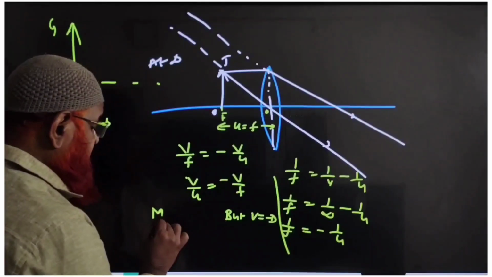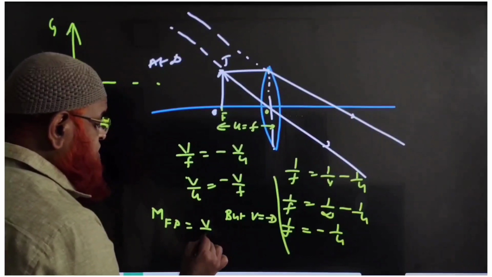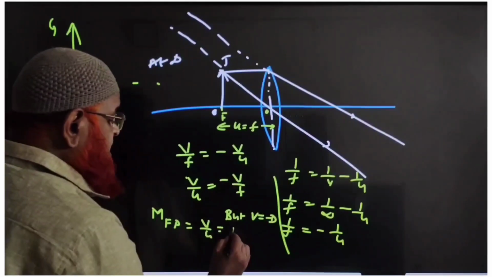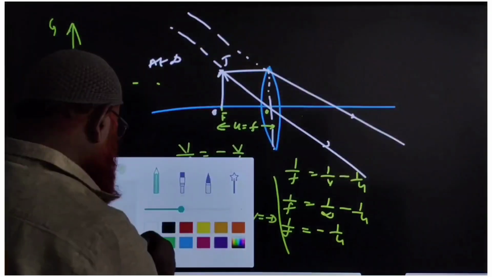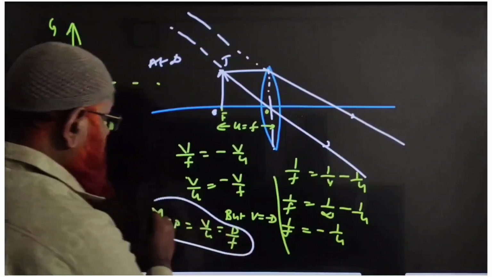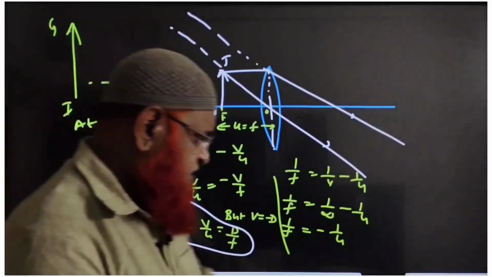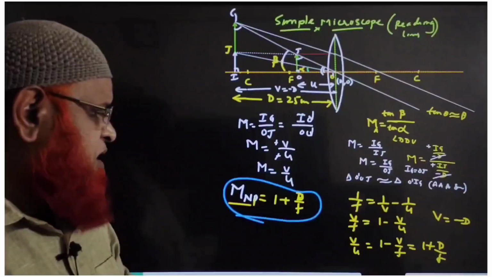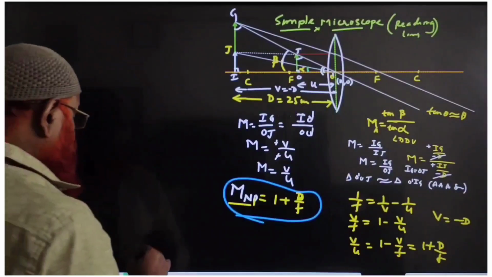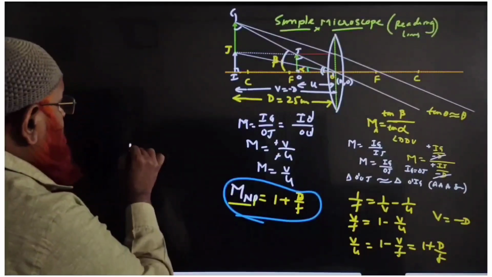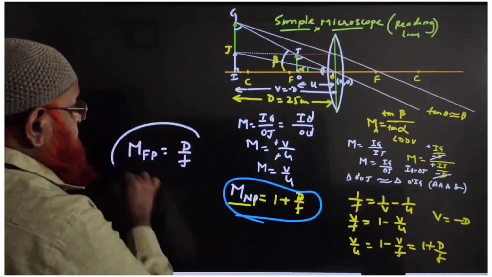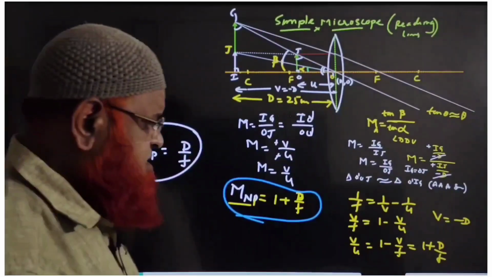Therefore, magnification at far point, which is taken as v by u, if you substitute minus D, we get D by f. So the magnification far point formula is D by f, and the magnification near point formula is 1 plus D by f. Now let us see what's going to happen next.